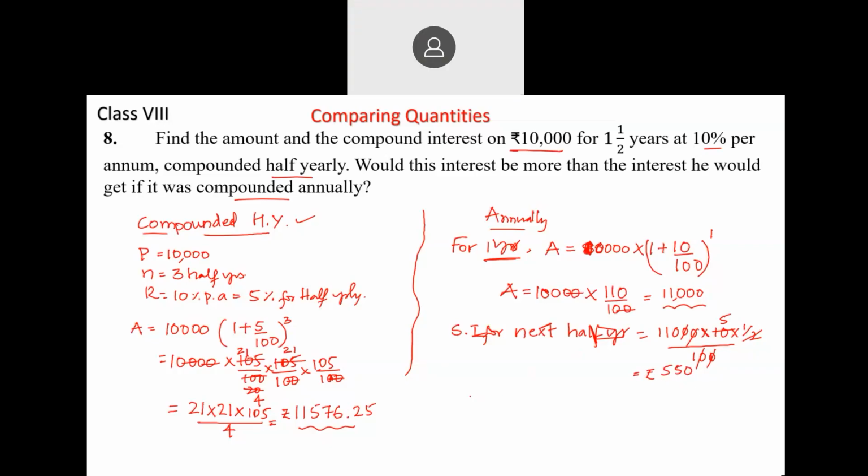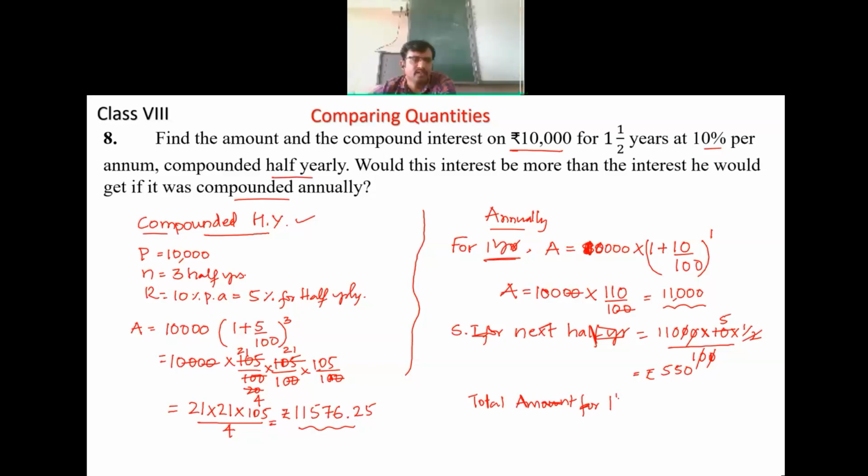Now the total amount for 1.5 years, 1 year plus half a year, we'll get 11,550 for 1.5 years.